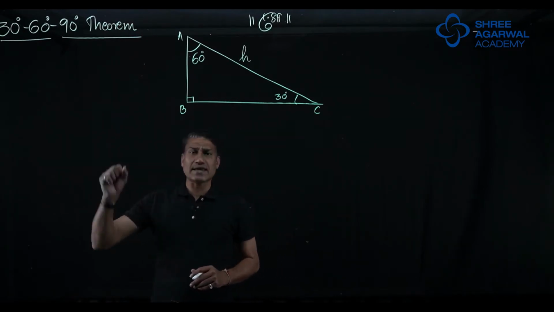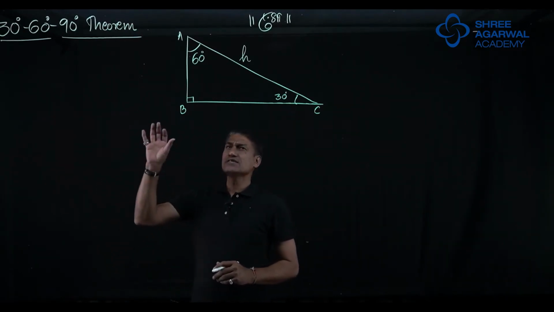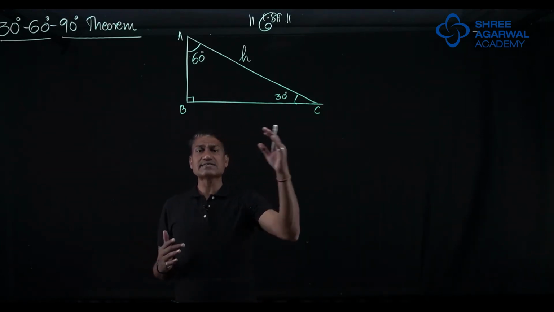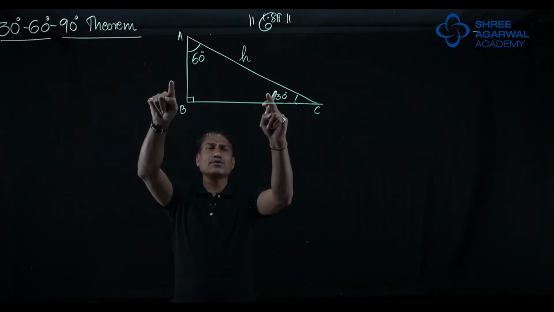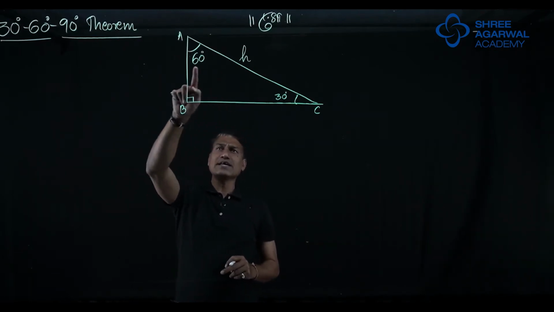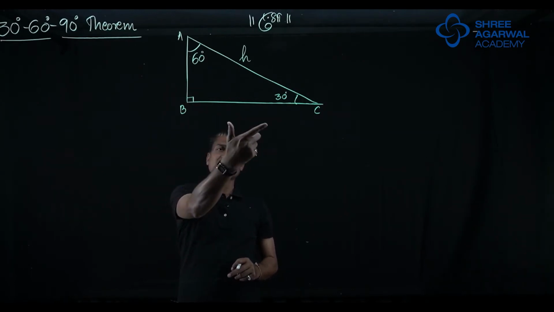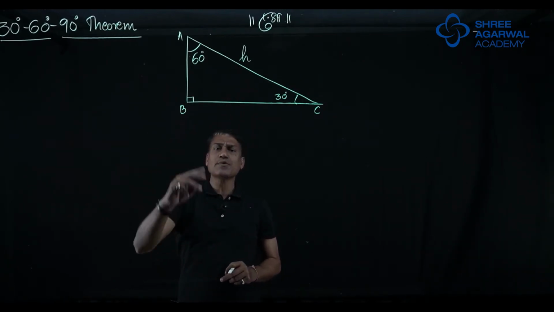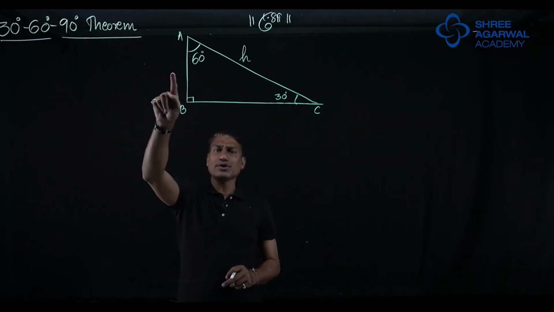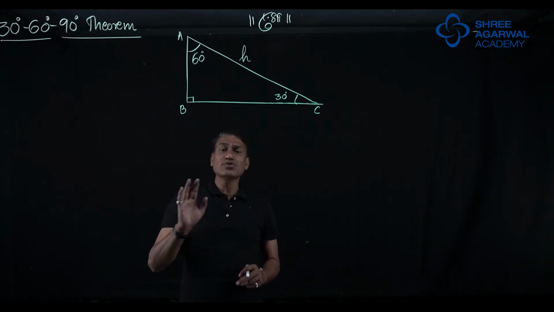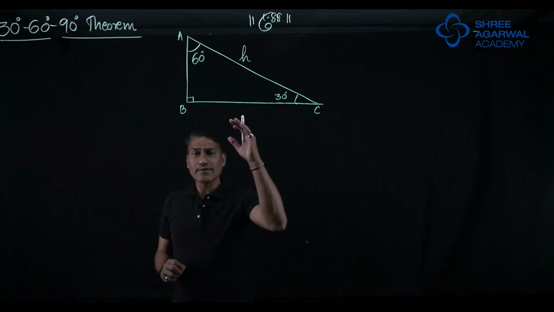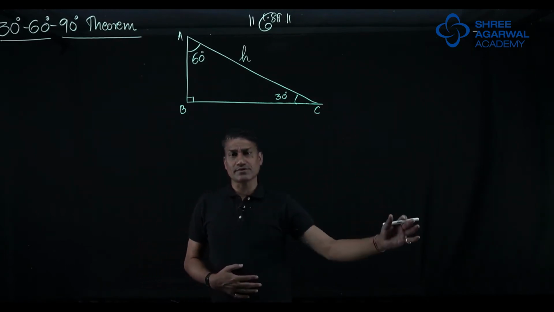Now, what does this theorem say? I am first telling you the theorem. The 30-60-90 theorem says, in a 30-60-90 triangle, the side opposite to 30 degrees is half the hypotenuse and the side opposite to 60 degrees is root 3 upon 2 times the hypotenuse. This is the theorem. I am writing the theorem. I will show it in the diagram and we will prove it here, how it comes.